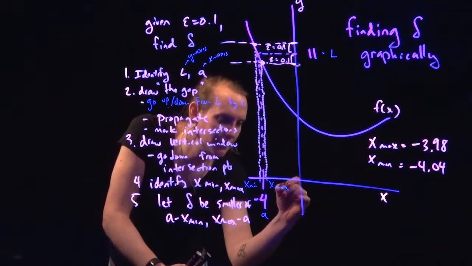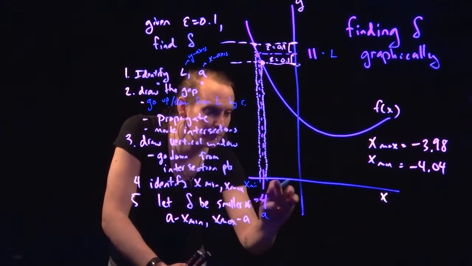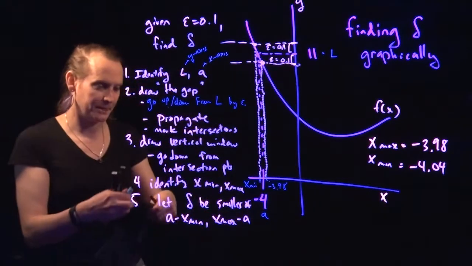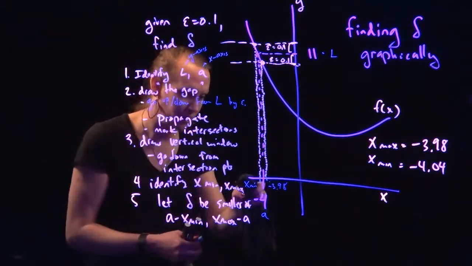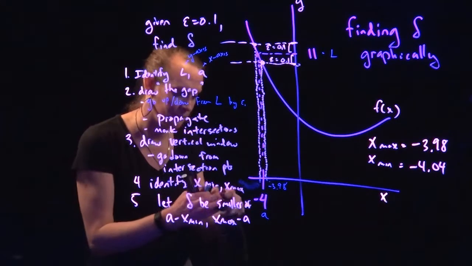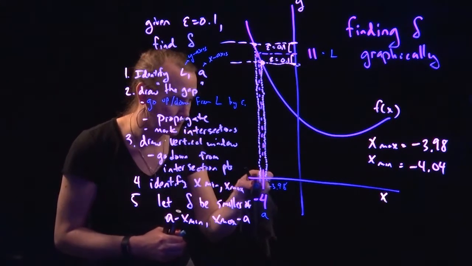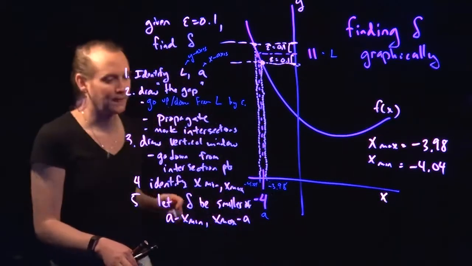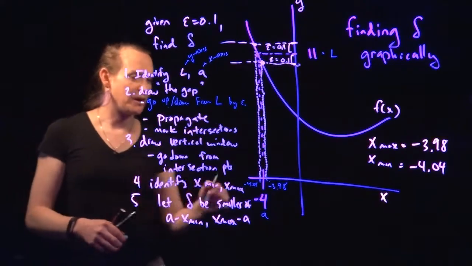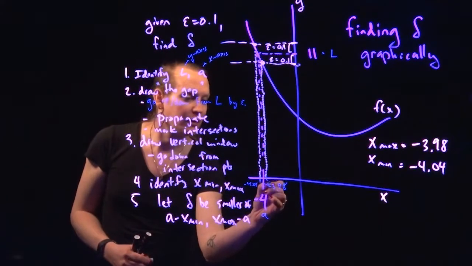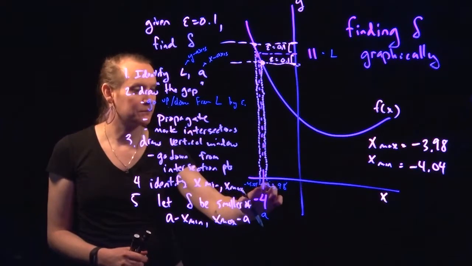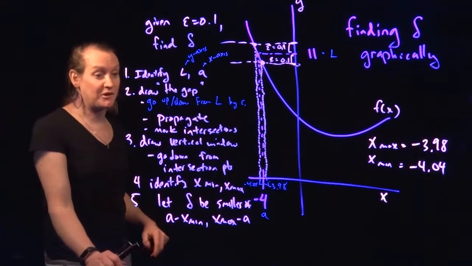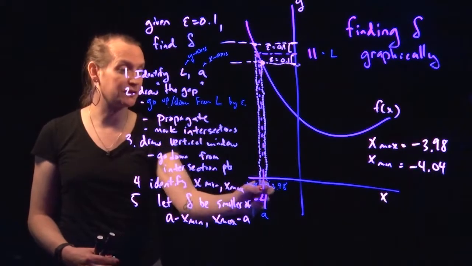So this is minus 3.98 and minus 4.04. Now, there are 2 distances here. There's a distance there and a distance there. They're not the same. It's not the same from the left and the right. I want delta to be the smaller of those 2 distances.